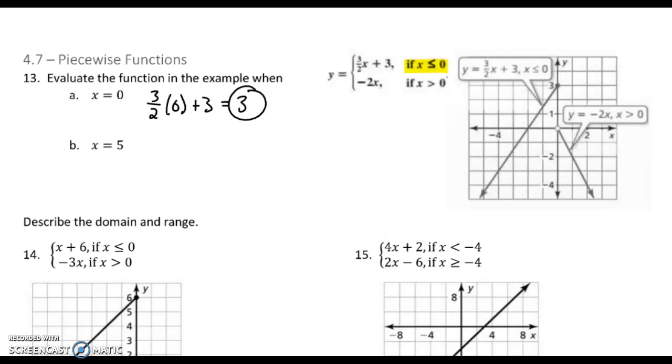So now if you look at this one that says x equals 5, you look at this piecewise function and you find the piece that has a domain when x is 5.